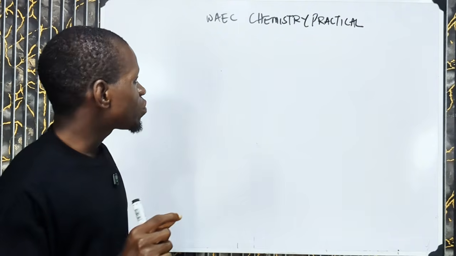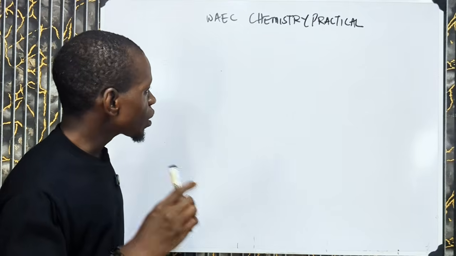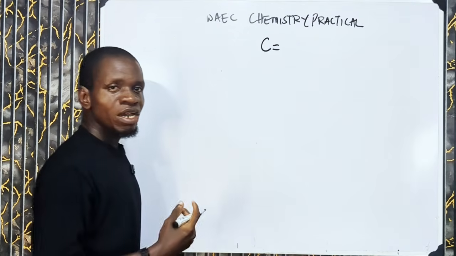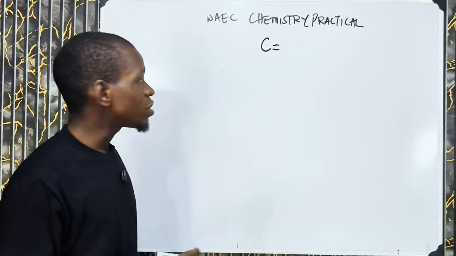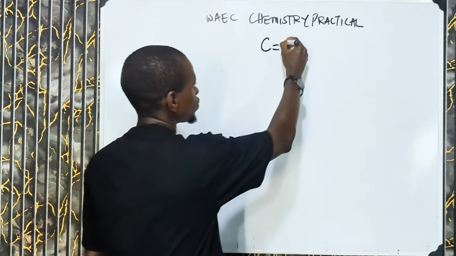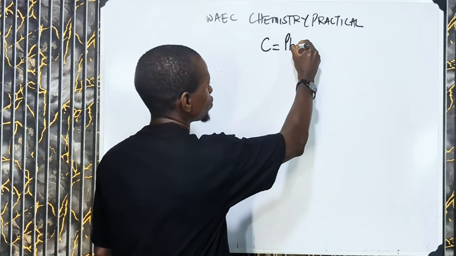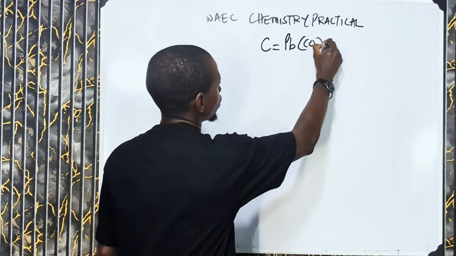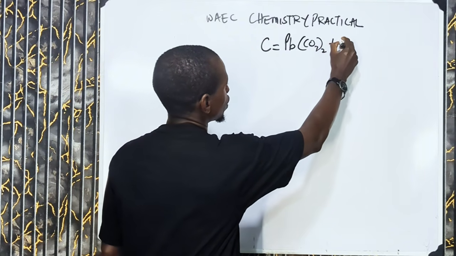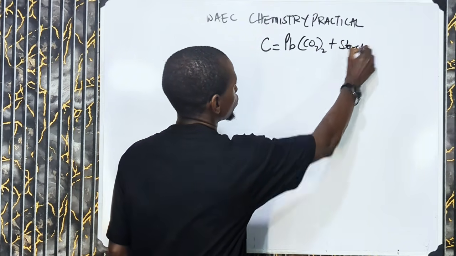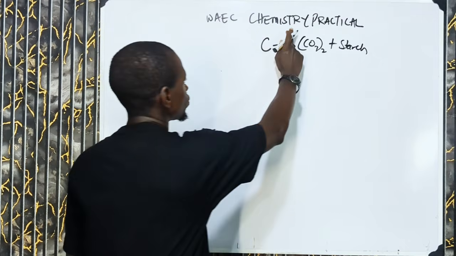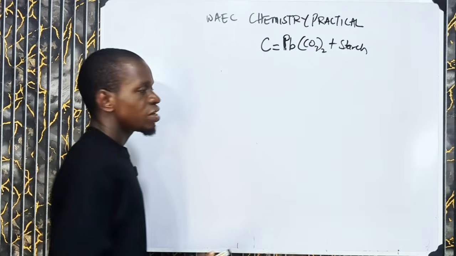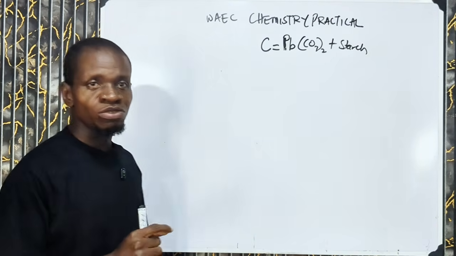For this 2026 practical chemistry, you are given a sample C, and this sample C contains two things. What does sample C contain? We are asked to provide two things. It's a mixture of lead carbonate, PbCO3, and starch. It's a mixture of both, that is lead carbonate and starch. That is exactly what we have for this sample C that is given to you.